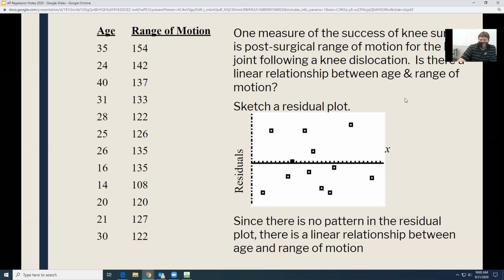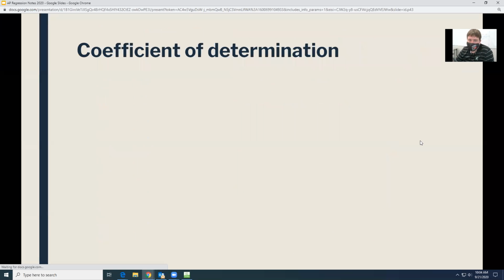I can show you. So since there is no pattern in our residual plot, there is a linear relationship between our age and range. So some of you guys were asking last week, Mr. G, you're saying strong, positive, linear. How do I know that last one is linear? Now we know. This is our test. If this comes back to a pattern, it is nonlinear. This is why we can't use that. And we're going to do some of those next class, so just be ready for it.